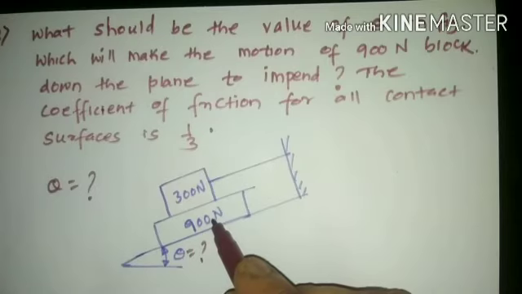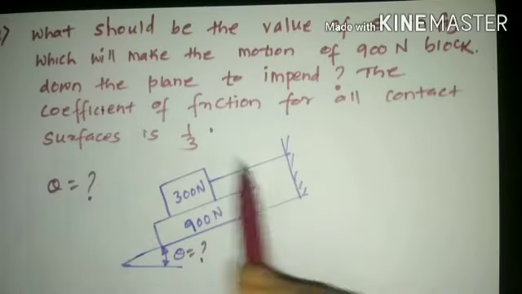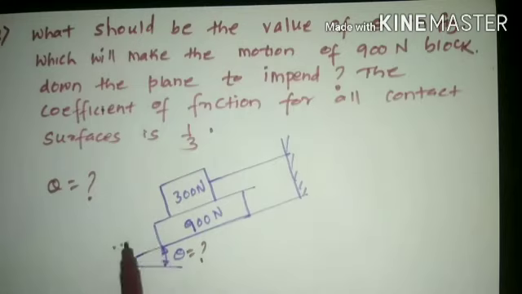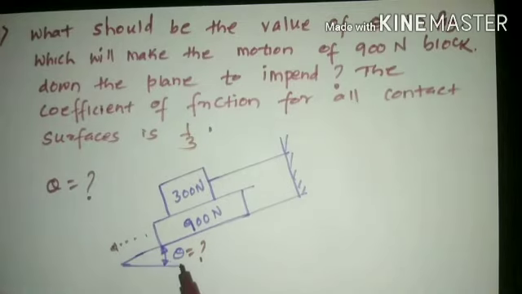This particular block, 900 Newton, moves in the downward direction. Down the plane means it will move downward. That is, the direction of impending motion of the 900 Newton block is downward. So we need to adjust this theta in such a way that the 900 Newton block does not move downward. That means it should not slide down the plane.